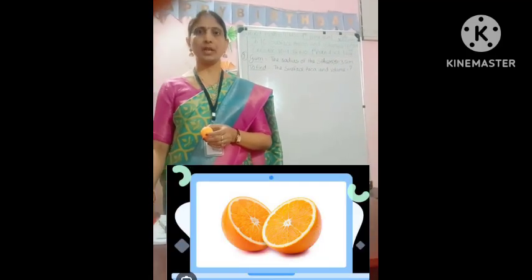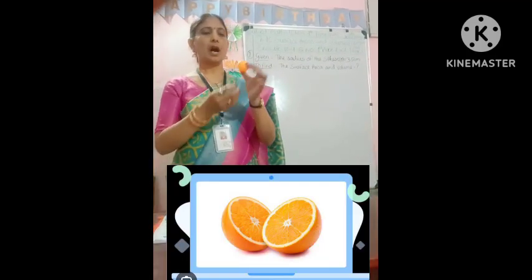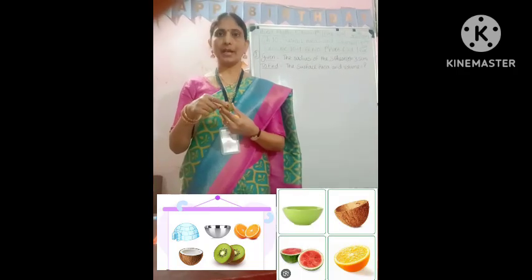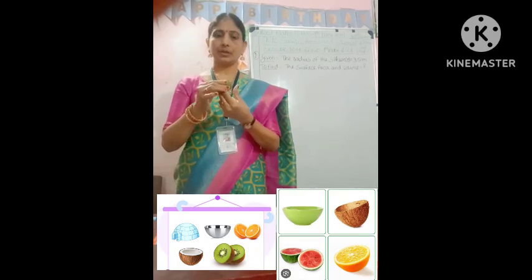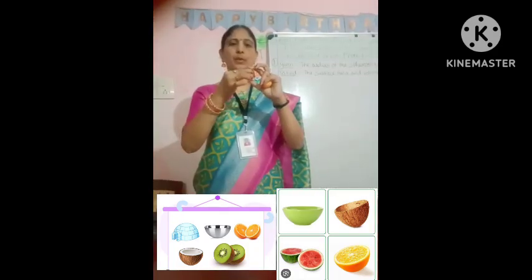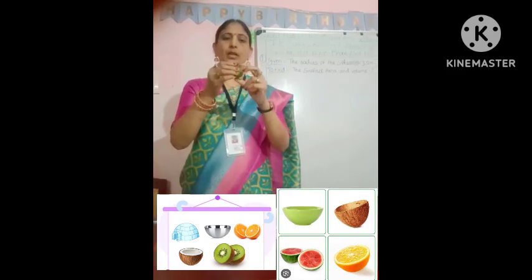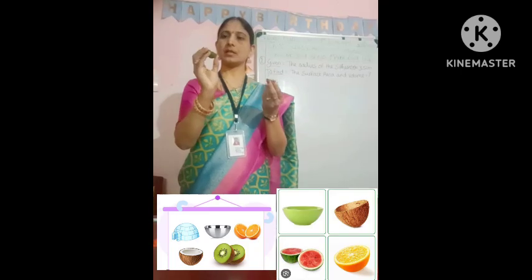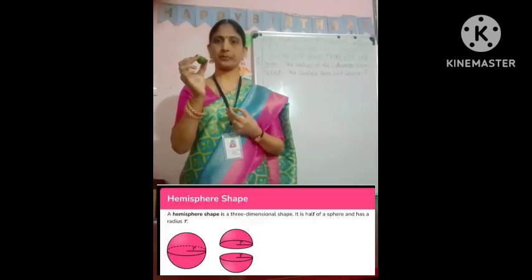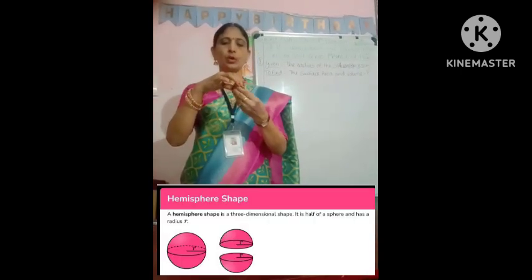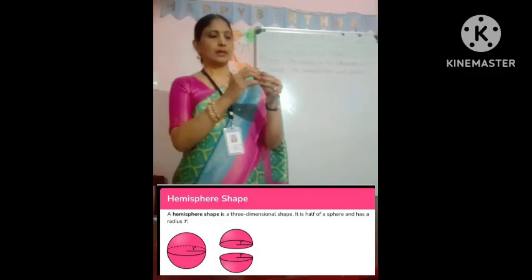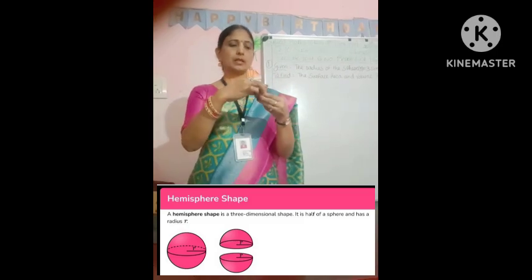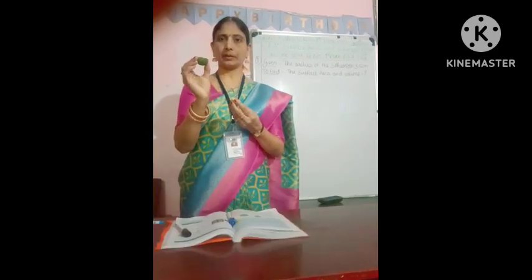Do you know the hemisphere? A hemisphere is half of a sphere. For example, a tomato, lemon or watermelon are spheres, and half of the sphere is the hemisphere. The sphere is divided into two equal parts, and one part is a hemisphere.